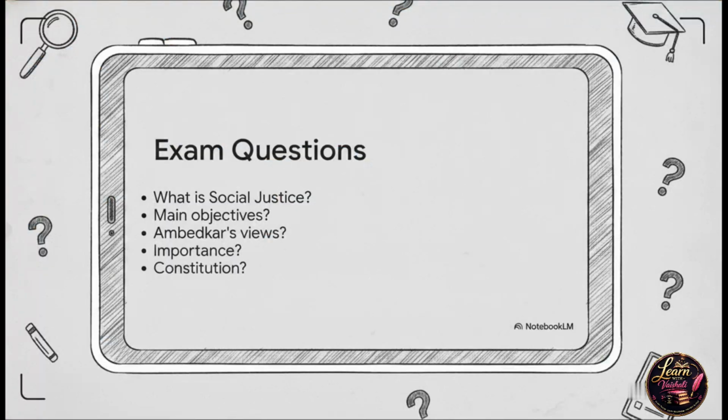Finally, let's hit section 5, important questions, expected university exam application. All right, based on everything we've just covered, here are the top 5 expected questions you need to be ready for. Number 1, what is social justice? Number 2, explain its main objectives. Number 3, write Dr. B.R. Ambedkar's views on the topic. Number 4, state its importance to society. And number 5, write a short note on the relationship between social justice and the Indian Constitution. If you apply that SAI framework we just learned, you are going to be fully 100% equipped to tackle every single one of these with confidence.